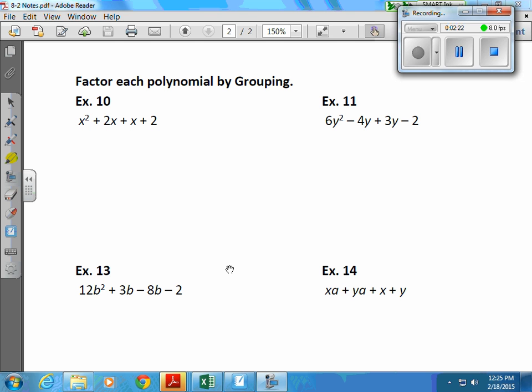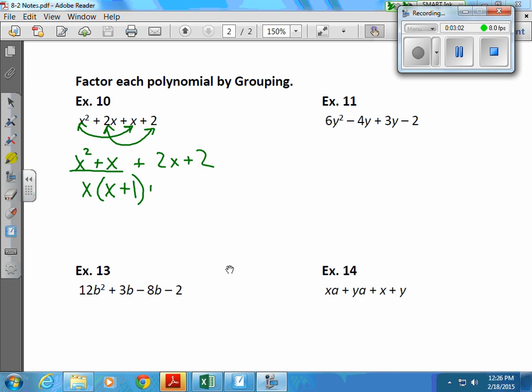What if we tried the first two terms? They both have an x in common, and the second and fourth term both have a 2 in common. So we're going to rearrange this and make it x squared plus x plus 2x plus 2. Then I'm going to look at those first two terms, and I'm going to pull out an x from those two terms.